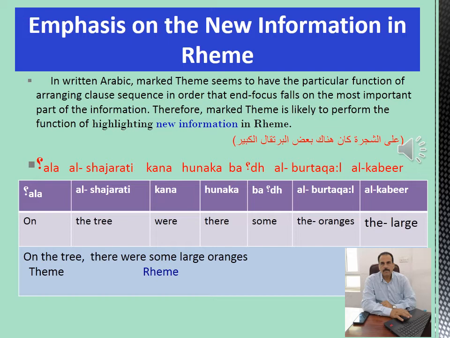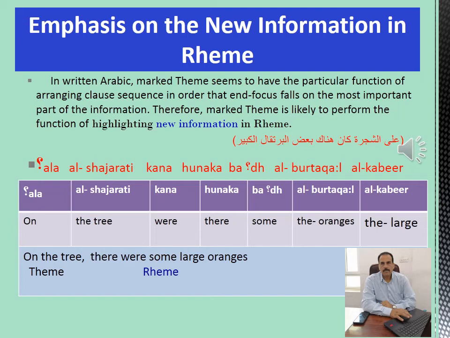In written Arabic, marked theme seems to have a particular function of arranging a close sequence so that end focus falls on the most important part of the information. Therefore, marked theme is likely to perform the function of highlighting new information in the rheme. على الشجرة كان هناك بعض البرتقال الكبير. On the tree, there were some large oranges.